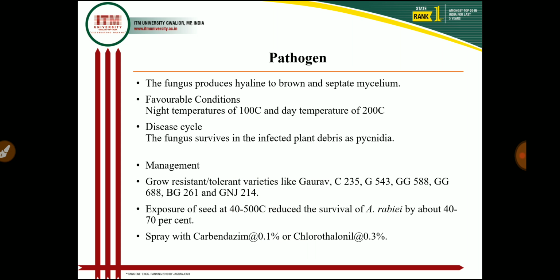Then, in pathogen characteristics, the fungus produces hyaline to brown septate mycelium, and pycnidia are spherical to subglobose with a prominent ostiole. Conidia are borne on short conidiophores inside the pycnidia, and they are hyaline, oval to oblong, straight or slightly curved, and single-celled.